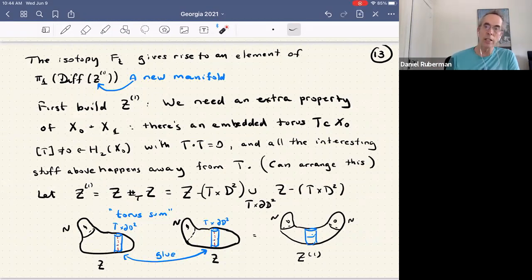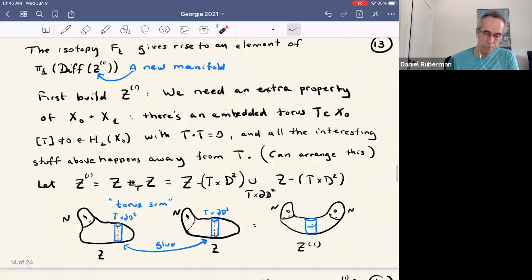And all of the isotopy and all the interesting stuff that I referred to above all happens away from this torus. So the isotopy between the spheres S0 and S1 just misses T altogether, so you can just leave T sitting there. Okay, so we need that additional property. That doesn't follow for free; you have to prove the stabilization result correctly.